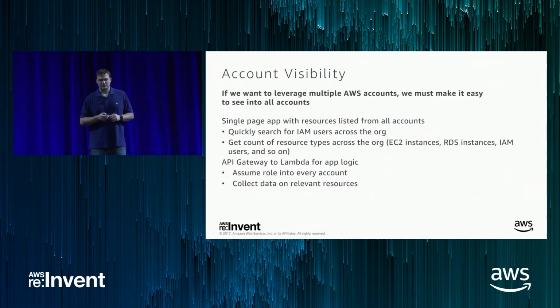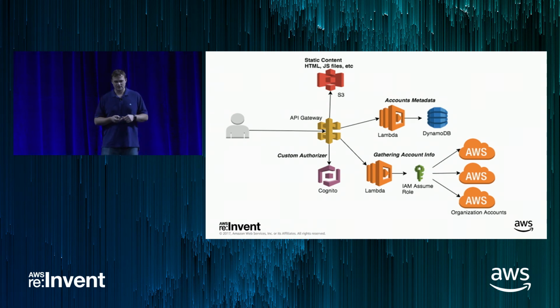The only persistence layer we really have is some account metadata. So we have some high-level metadata about every account. Who's the account owner? What's the account alias? What's the account number? How many admins are in that account? That sort of thing. That's the only layer of persistence in this app. So this is the architecture diagram.